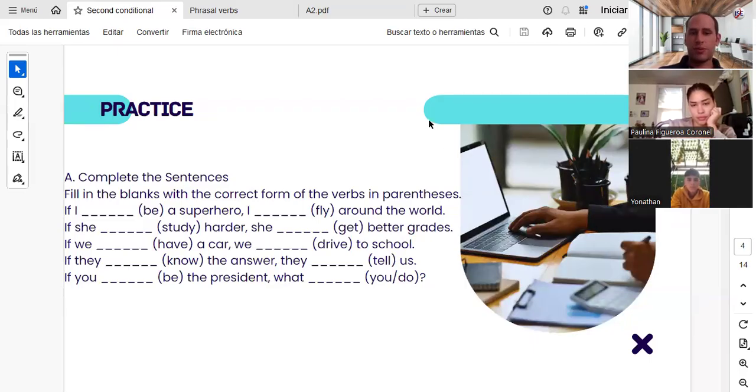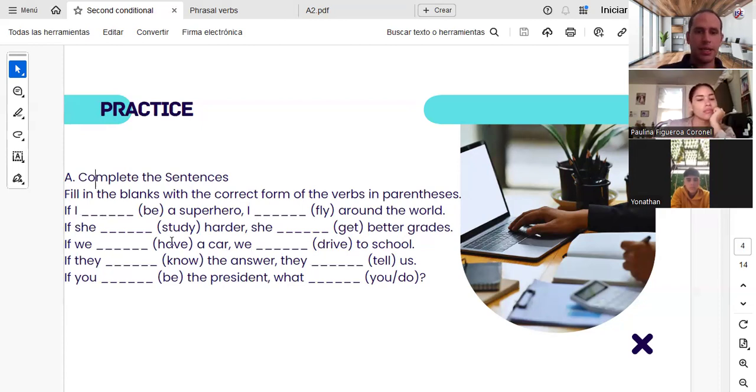So now let's practice a little bit. Paulina, could you do the first one? Fill in the blanks with the correct form of the verb in parentheses. If I was a superhero, I would fly around the world. Okay, but remember, in this case, we use were instead of was. Okay, good job, Paulina.